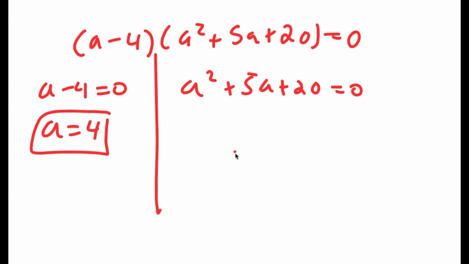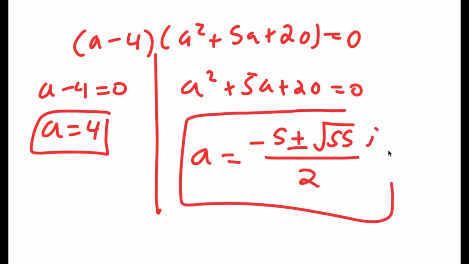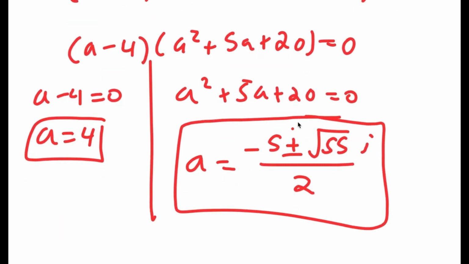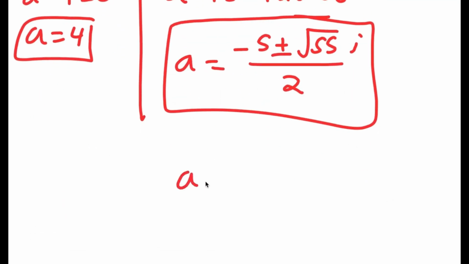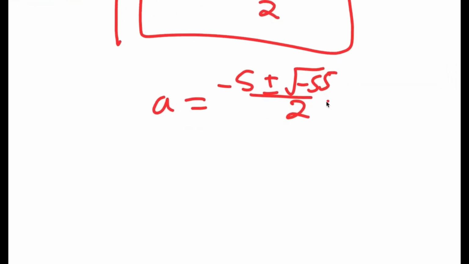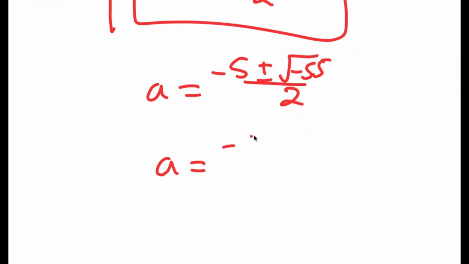So if you do end up doing it, you get that a is equal to negative 5 plus or minus the square root of negative 55 over 2. And the square root of negative 55, I can rewrite that as the square root of 55 times the square root of negative 1.